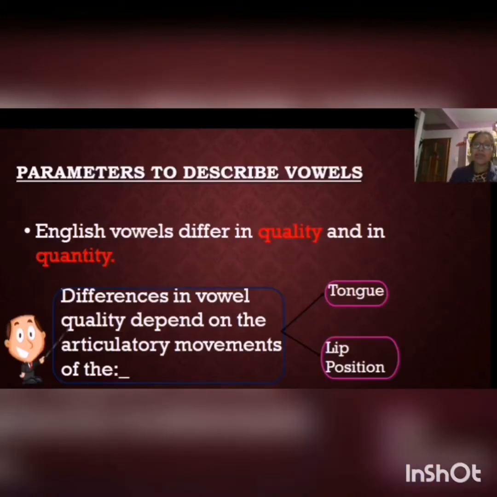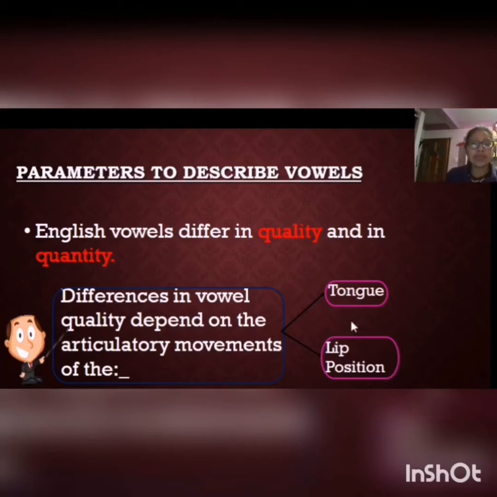English vowels differ in two parameters, that is, quality and quantity. In Spanish, the vowels just differ in quality, not in quantity or duration. But in English, the duration or the length of the vowel is very important.